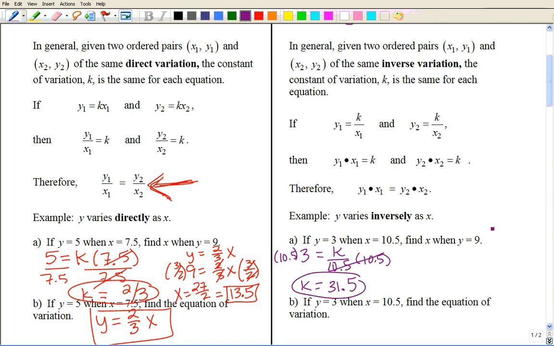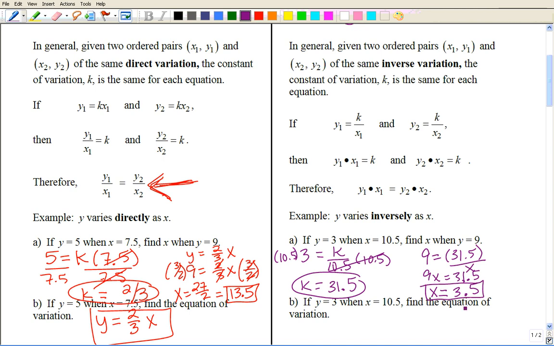But we also need to find x when y equals 9. So if we're looking for when y equals 9 and k is 31.5, to solve for x, we just need to, whoops, don't forget that x is underneath. So to solve for x, if I multiply both sides by x, I'll get 9x equals 31.5, and then divide both sides by 9, I'll get x equals 3.5. So there's our answer for that part.